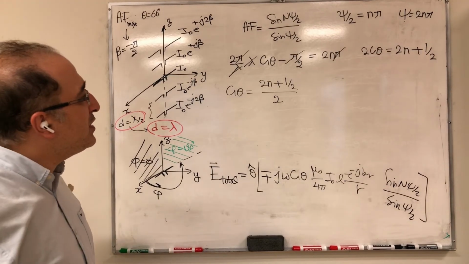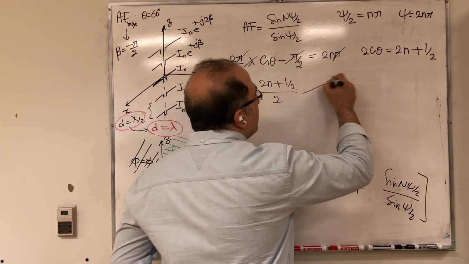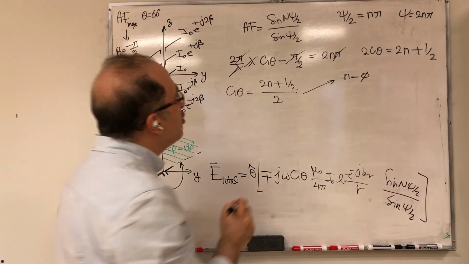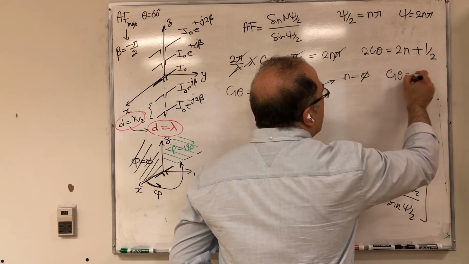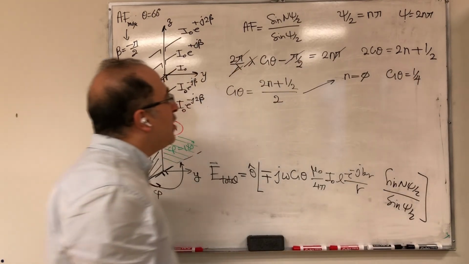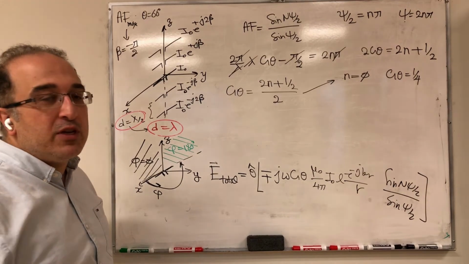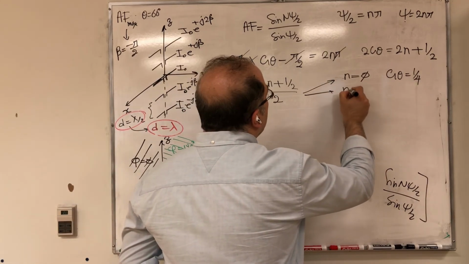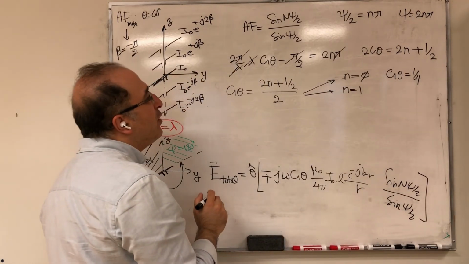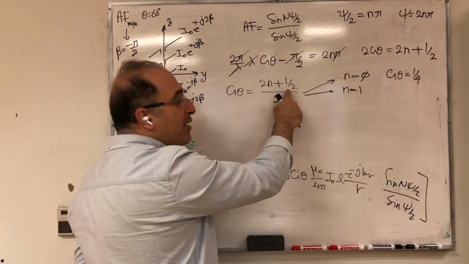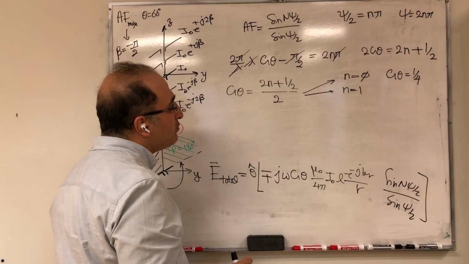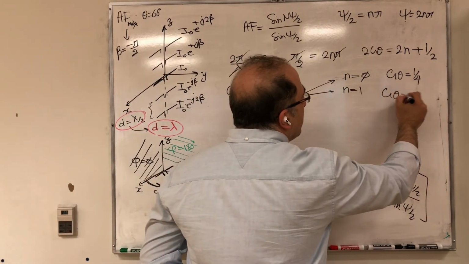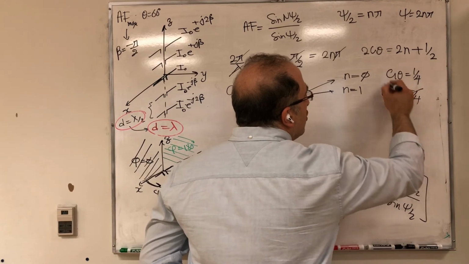Now, I start substituting for n. Let's say n is, for example, 0. If n is 0, cos theta becomes 1 divided by 4. Of course, 1 divided by 4 is going to give me a solution. So that's definitely one theta there. So let's have n equal 1. If I have n equal 1, I get 2 plus half, which is going to be 5 divided by 2 divided by 2, 5 divided by 4. So I know that there is no solution here.